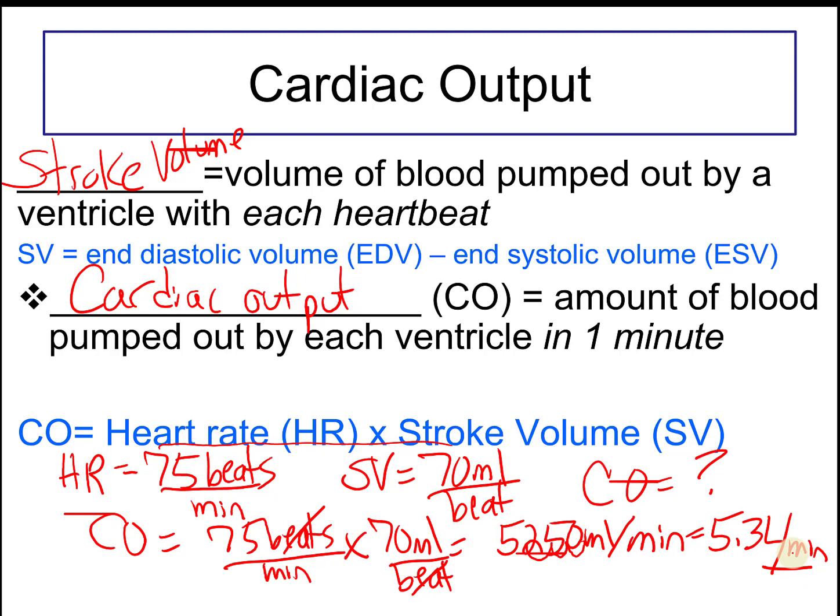5 liters. How many liters of blood is there in a typical human? Well, somewhere between 4 to 5 liters in a female, 5 to 6 in a male. So what this means is that in 1 minute, your heart can pump out your entire blood volume. So it can circulate your blood volume through your entire body in 1 minute. That is a very efficient pump. And so again, cardiac output is a good measure of the efficiency of your heart as a pump.